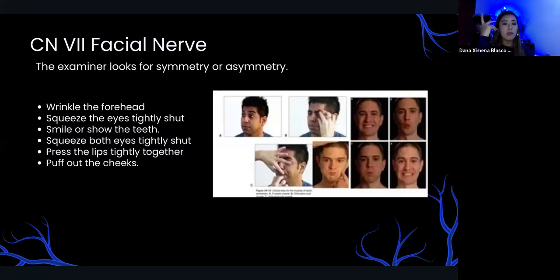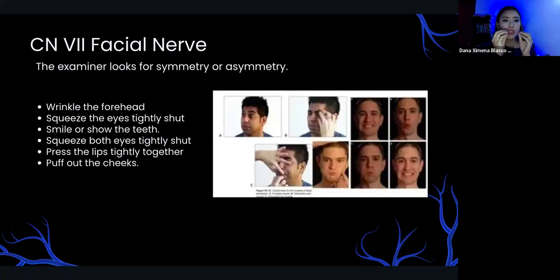Facial palsy, remember, could be central or peripheral. So we are going to look for this symmetry or asymmetry, asking our patient first to wrinkle the forehead. Hey, sir. Hey, ma'am. Can you wrinkle your forehead? So this is wrinkling the forehead. Okay. Can you squeeze the eyes tightly shut? That's squeezing the eyes tightly shut. Can you smile big? Show the teeth, a wide smile, wide. Or open your mouth widely.